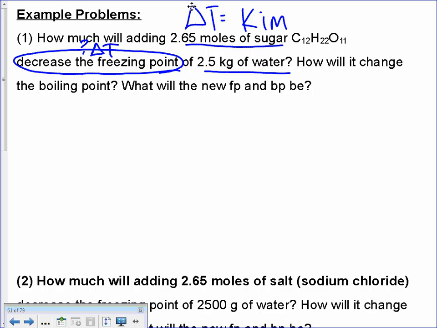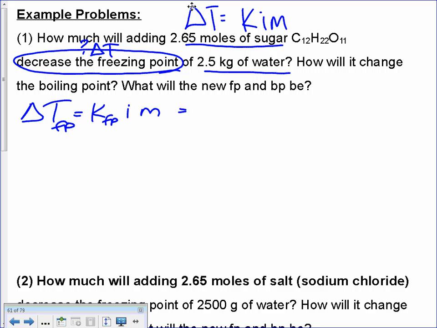Okay? And then how will this change the boiling point? What will the new freezing point and boiling point be? So we got a little bit to go, and then we'll get to all those questions. Let's start with just finding the delta T. What is the solvent here? Water. Okay. So let's just do the freezing point one first. Not K, delta T. Delta T freezing point is equal to K freezing point times I times m.